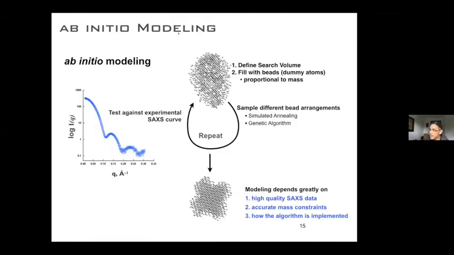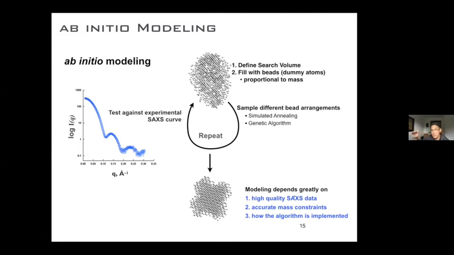And so the way ab initio modeling works is we define a search volume. We fill it with a bunch of dummy atoms. So this is a hexagonal close pack lattice. And then you just randomly grab a bunch, test it against the SAXS data, and one by one you move it. Does it work? Does it improve the fit or not? If it doesn't, you move to the next one, and you keep going around in circles doing this, cooling, because it's usually simulated annealing. And at the end of the day, you'll recover a shape, and this is the shape of glucose isomerase with symmetry imposed.